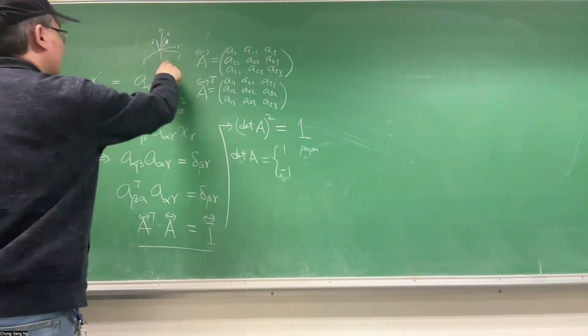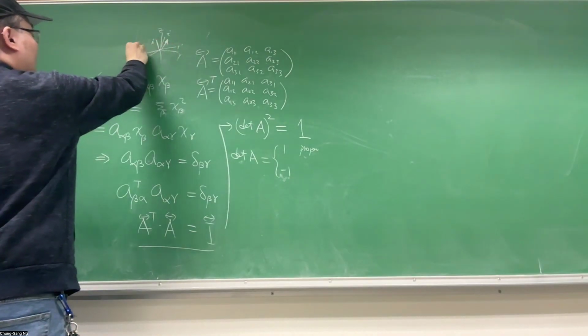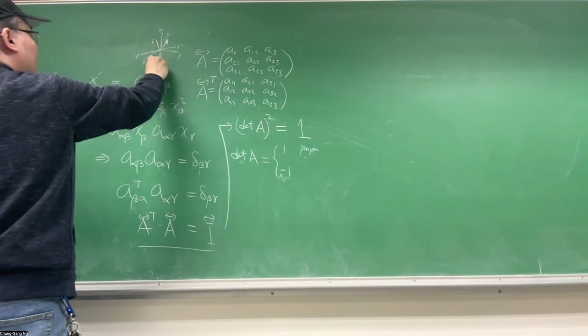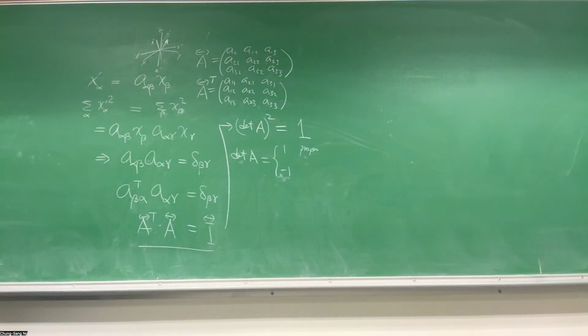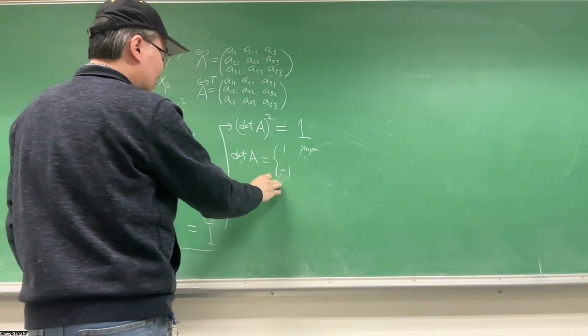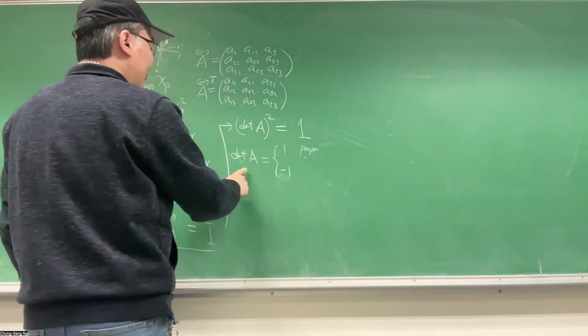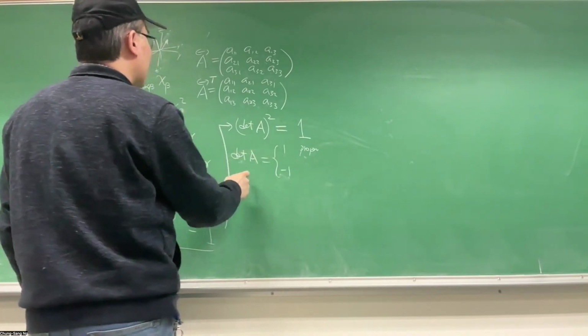Another situation is you invert all of them, to x prime, y prime, z prime. If you invert two of them, obviously you go back to the right-hand coordinate system, and that is equivalent to a rotation. You can show that a rotation is equivalent to inversion of two of the axes, so that doesn't change the determinant, it's still 1. Okay, so we need to separate these two cases.